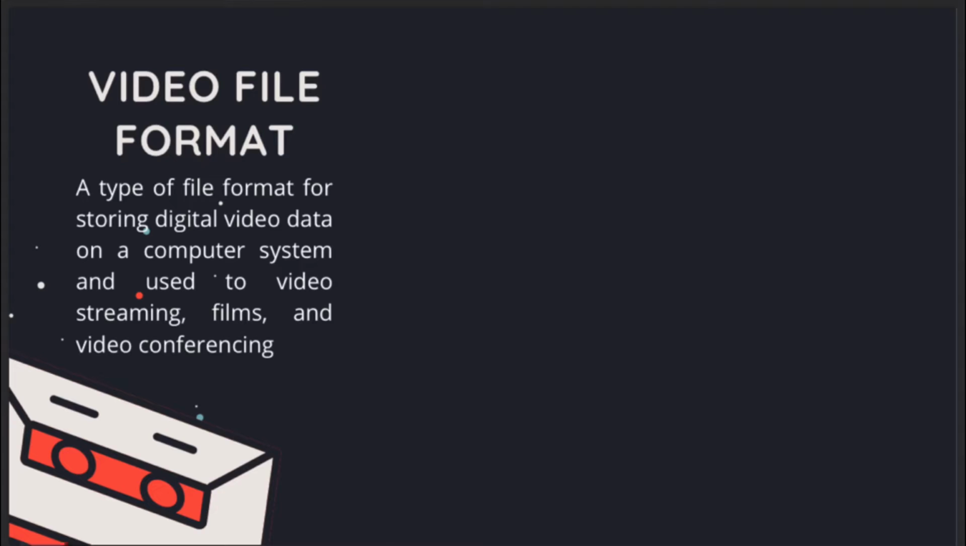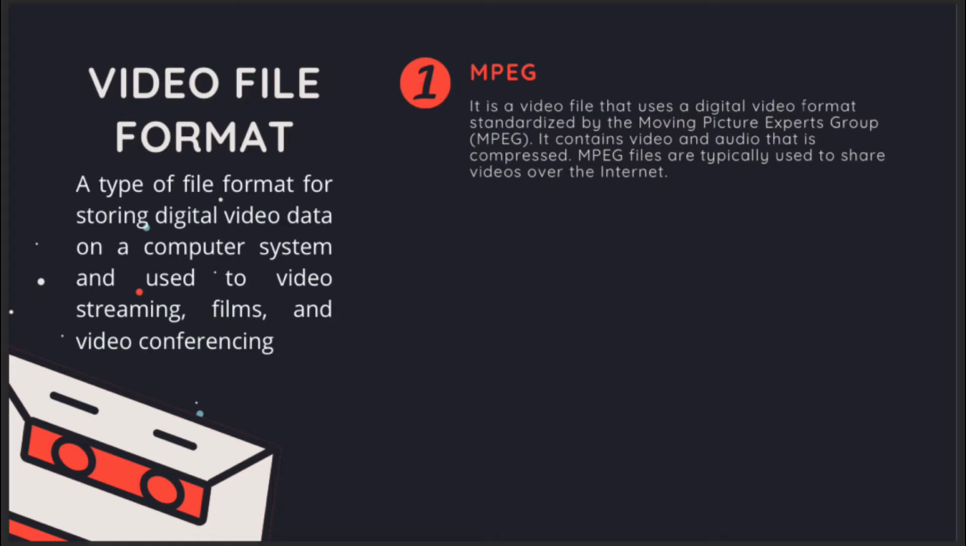Next is the video file format. Video is a type of file format for storing digital video data on a computer system and used for video streaming, films, and video conferencing. Under video file format is MPEG. It is a video file that uses a digital video format standardized by the Moving Picture Experts Group. It contains video and audio that is compressed. MPEG files are typically used to share videos over the internet.